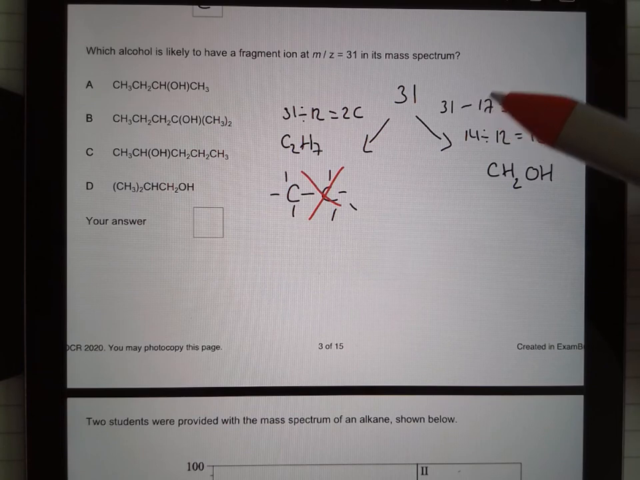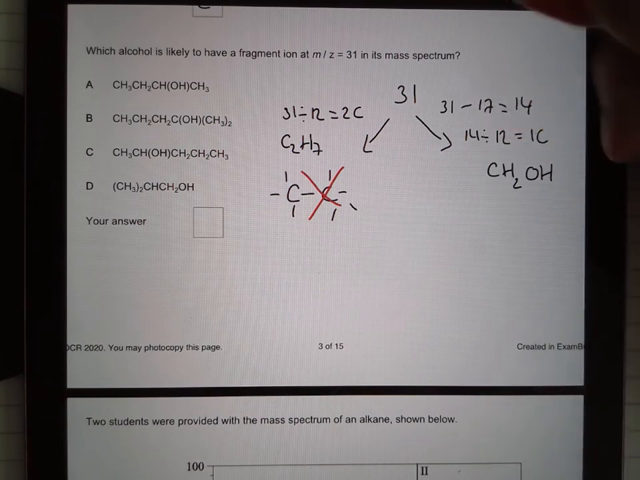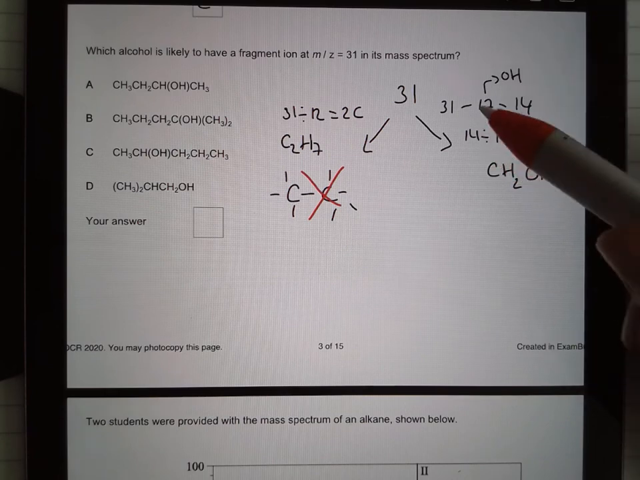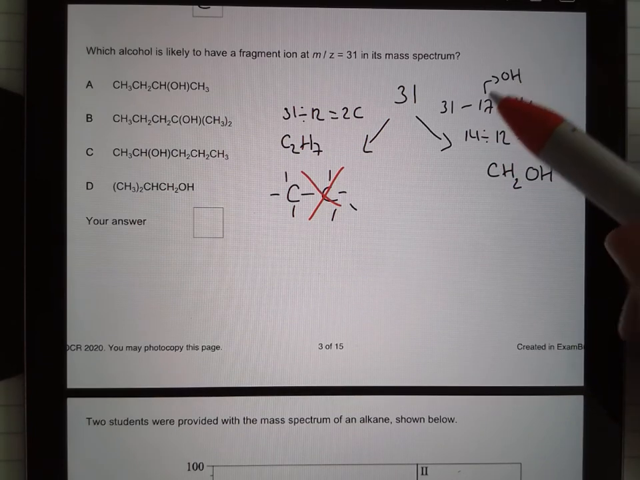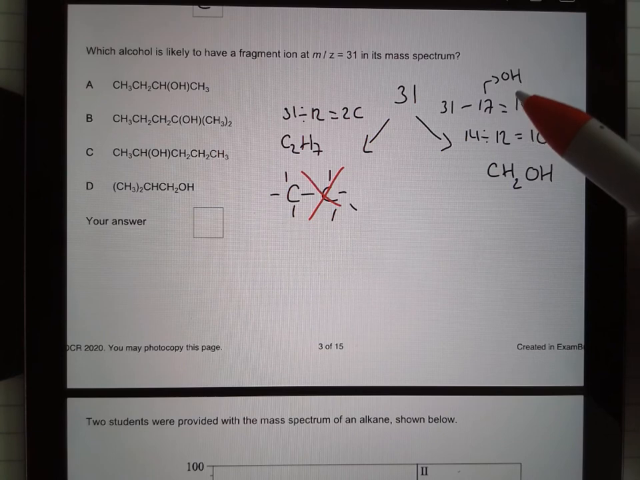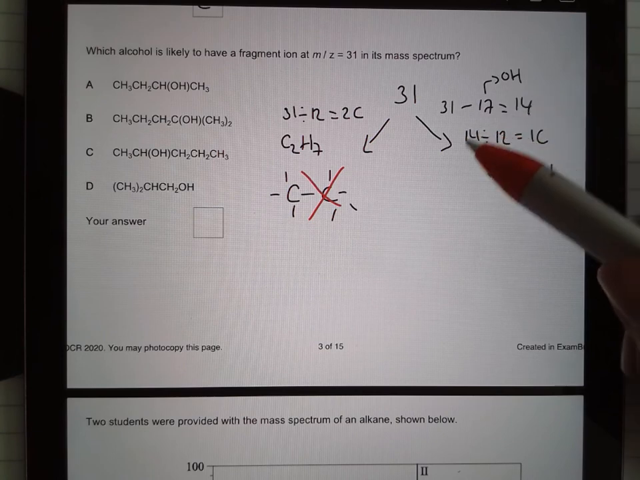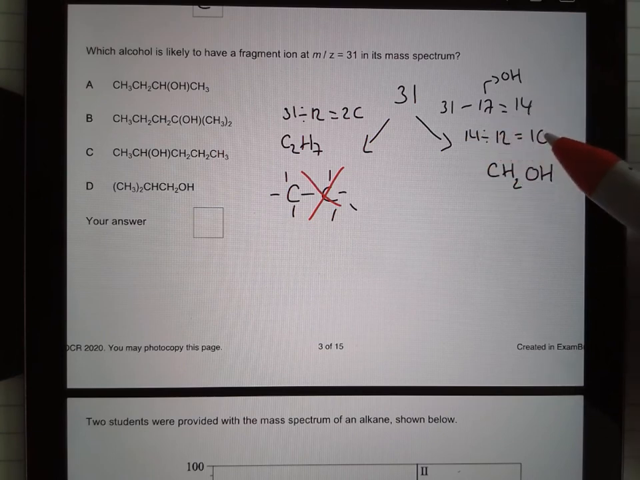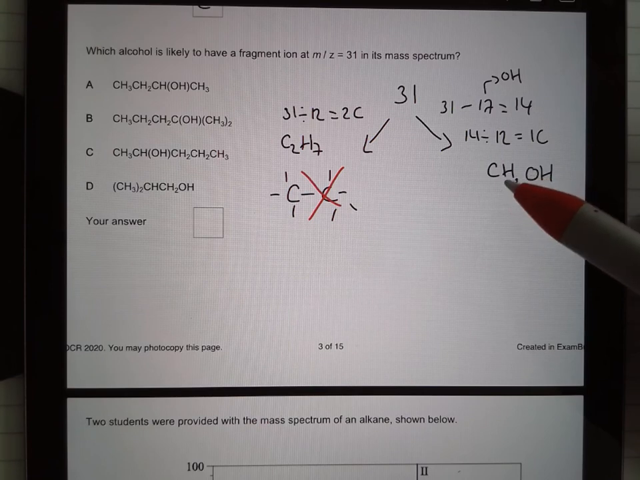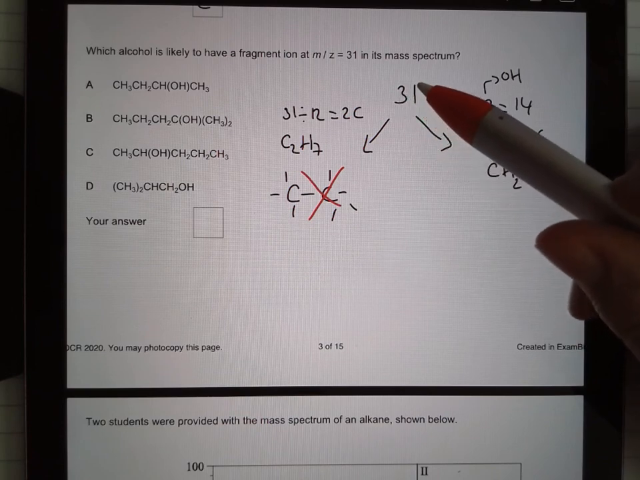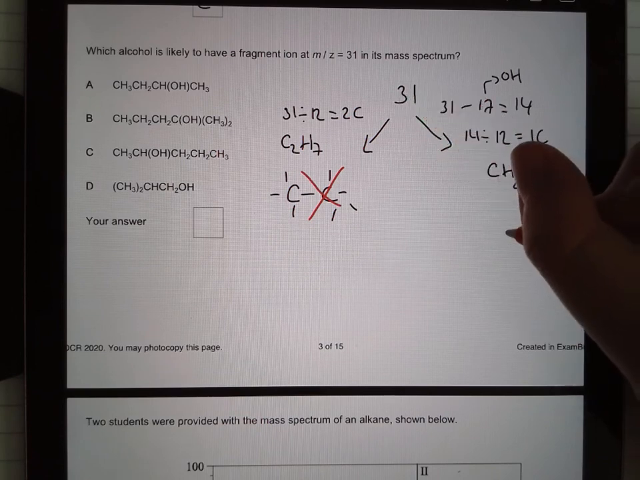If the OH is within that fragment, then the OH has a mass of 17: 16 for the oxygen, 1 for the hydrogen. So if the OH is included, that accounts for 17, which means I've got 14 left, and 14 is enough for just one carbon with 2 hydrogens left over. So carbon is 12, 2 hydrogens is 14, and 14 plus 17 for the OH gives me a formula mass of 31. And this is a common fragment.